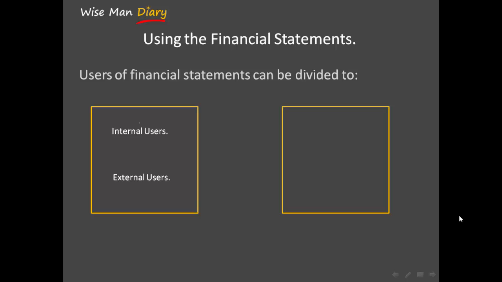We can also divide the users of the financial statements into direct users and indirect users. Direct users are users that read the financial statements and take an economic decision. Indirect users are users for whom other people read the financial statements and recommend an economic decision.